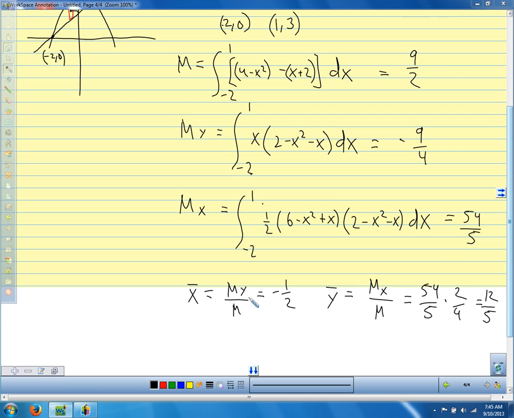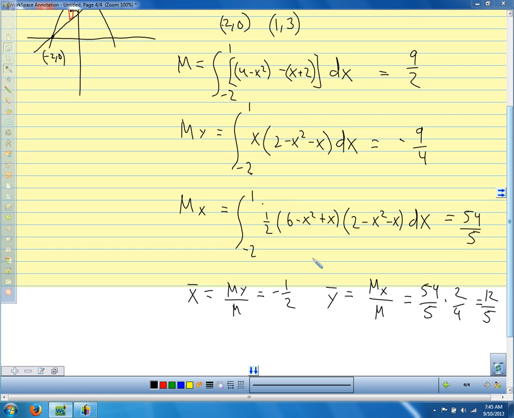So not difficult to set up. Sometimes the integrals, depending on your regions, can be a little tricky to evaluate. But we're just following our template for setting up our integrals, assuming that mass is concentrated at the center of those little rectangles.